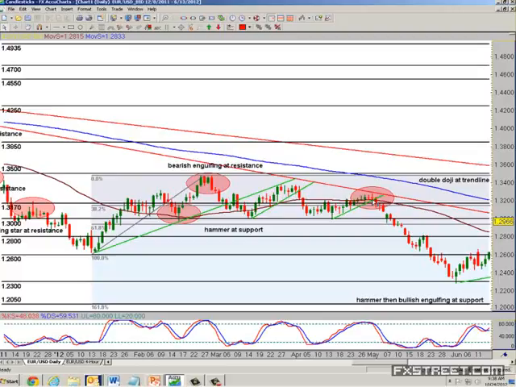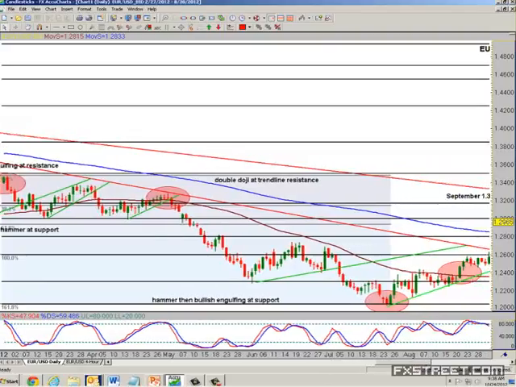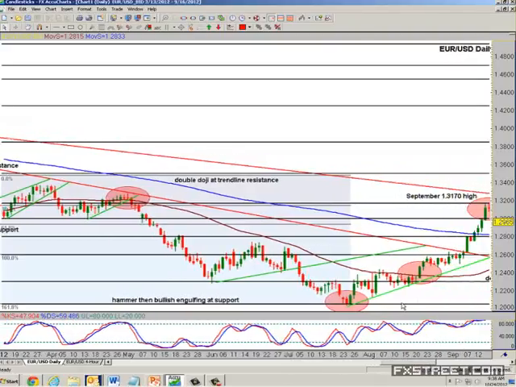Carlos, on the Harami, the bearish or bullish candle, the body has to be inside the previous bar, right? Yes, it should be inside the previous bar. Yes. Okay. Let's take a look here. Okay, so we have hammer and hammer.